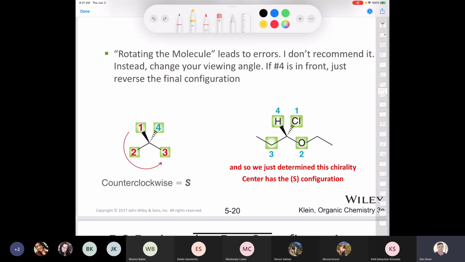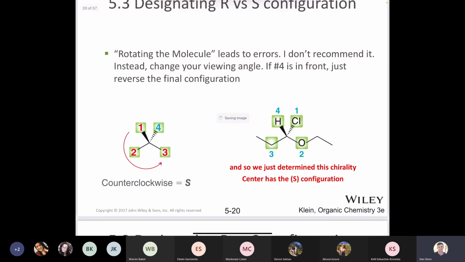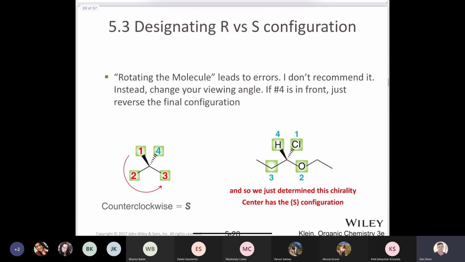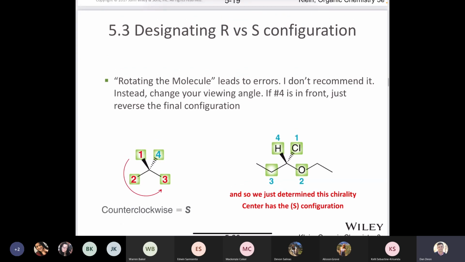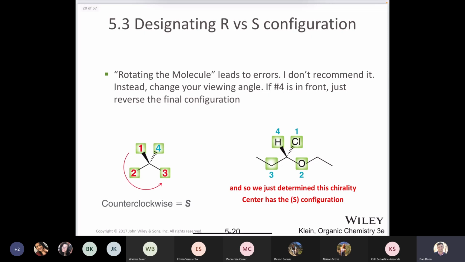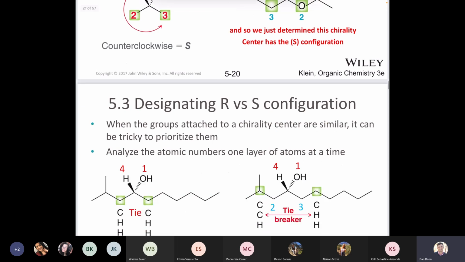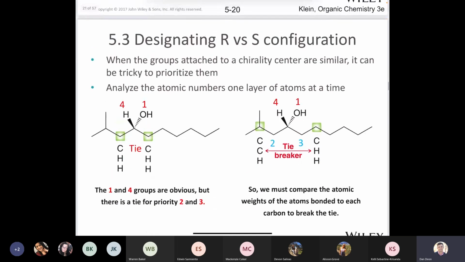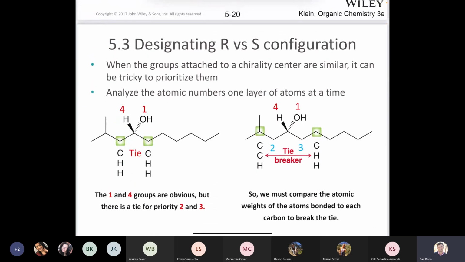Other ways that you can manipulate the molecule, there are other ways. If you're the kind of person who likes to Google everything that we do and look up a second opinion, or maybe you have another organic chemistry textbook that you really enjoy. I find that rotating the molecule leads to errors, so I don't recommend it. I just recommend reversing the final configuration, but you'll have to determine on your own which way you want to do it. What's important in science is getting the right answer, right? You just want to have the correct answer. But again, I don't recommend rotating it, and I won't do it a whole lot when we're looking at examples.